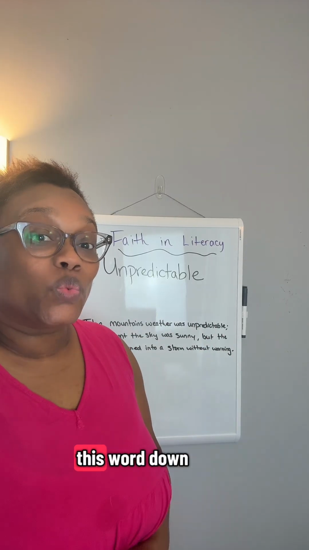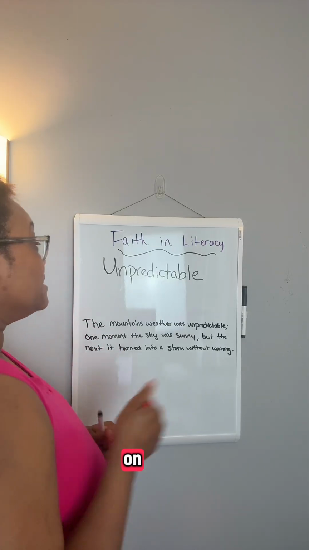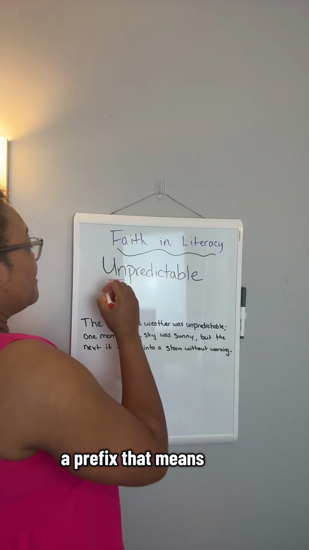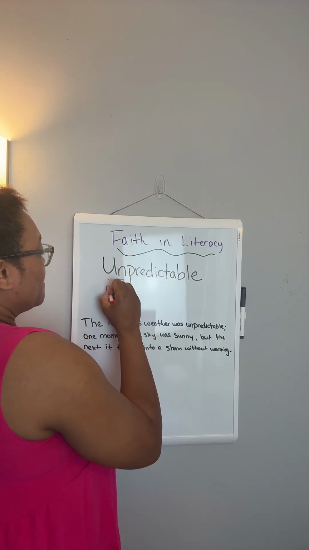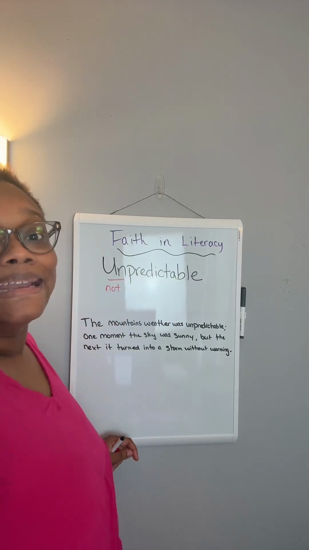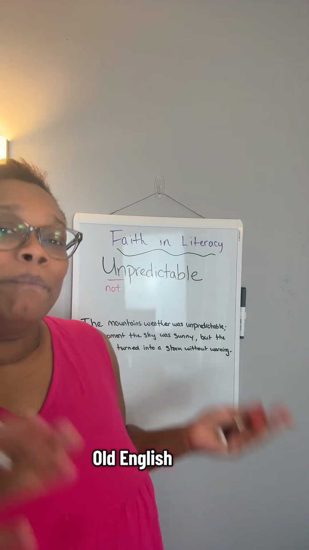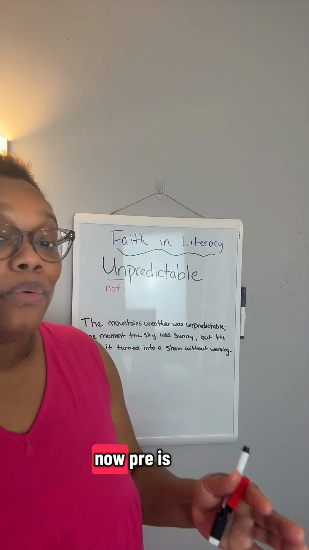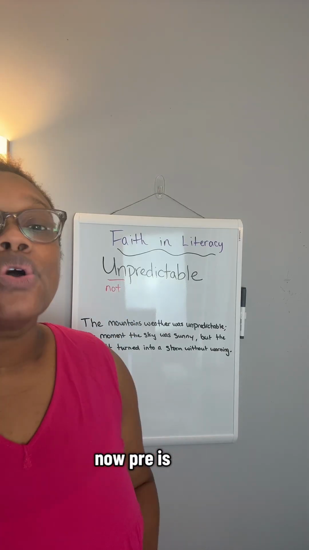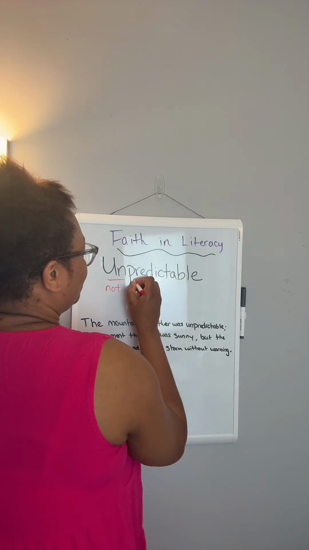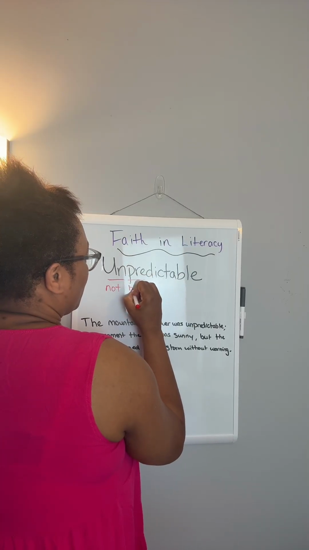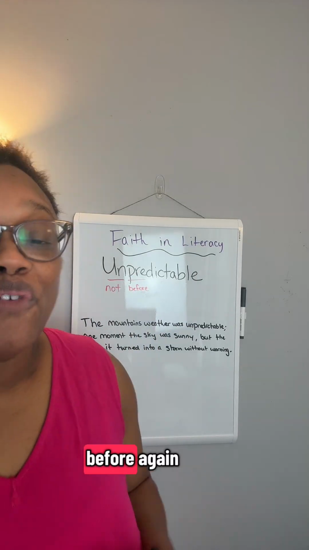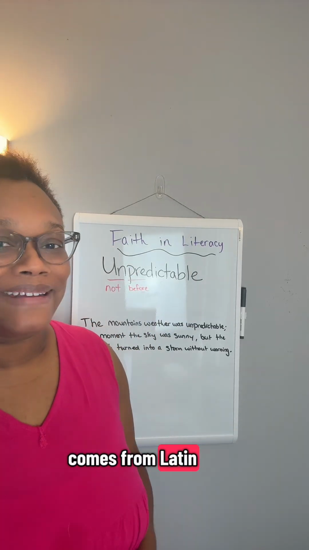Now, let's break this word down. Un is a prefix that means not. It comes from Old English, but it is reinforced by Latin. Now, pre is also a prefix. It means before. Again, comes from Latin.